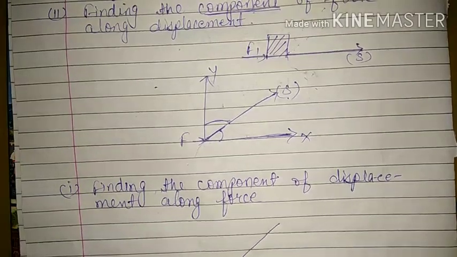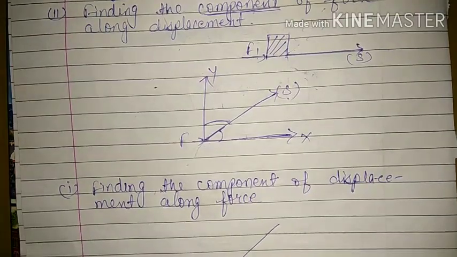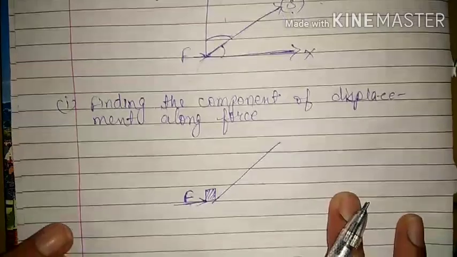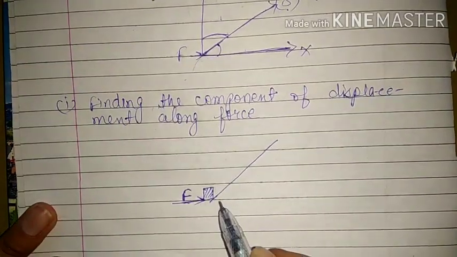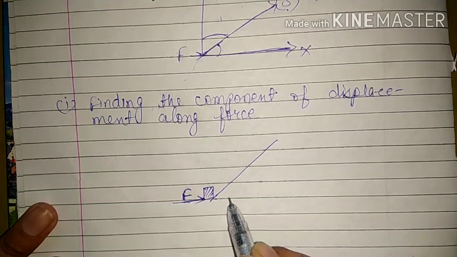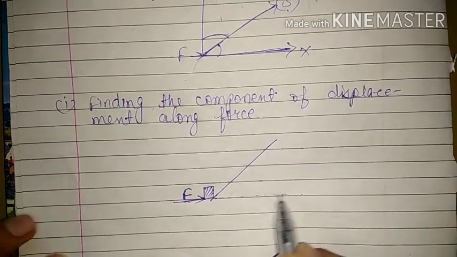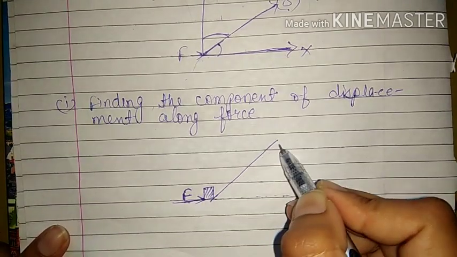This is one object. You have applied force F on this object. If the object is moving in a straight line, there is no issue. But instead of a straight line, the object is moving at some angle, that is, along an inclined plane.